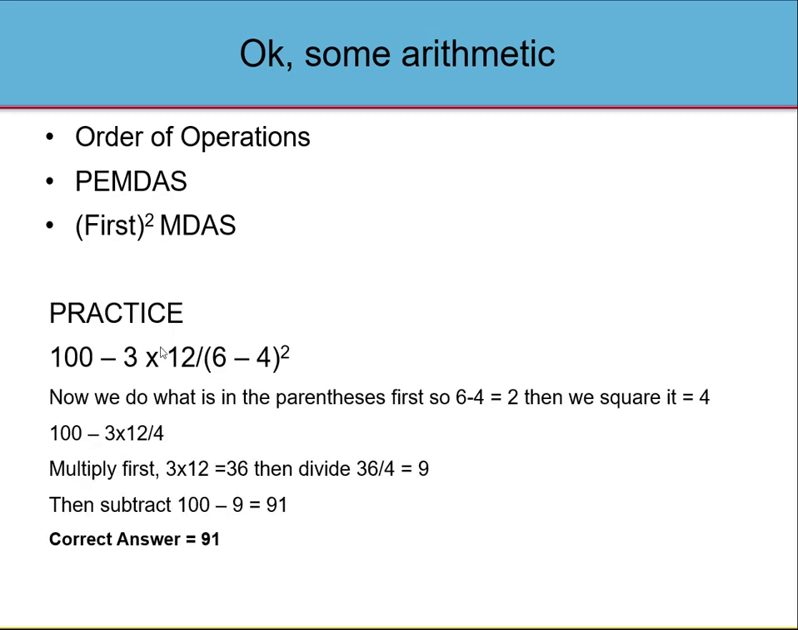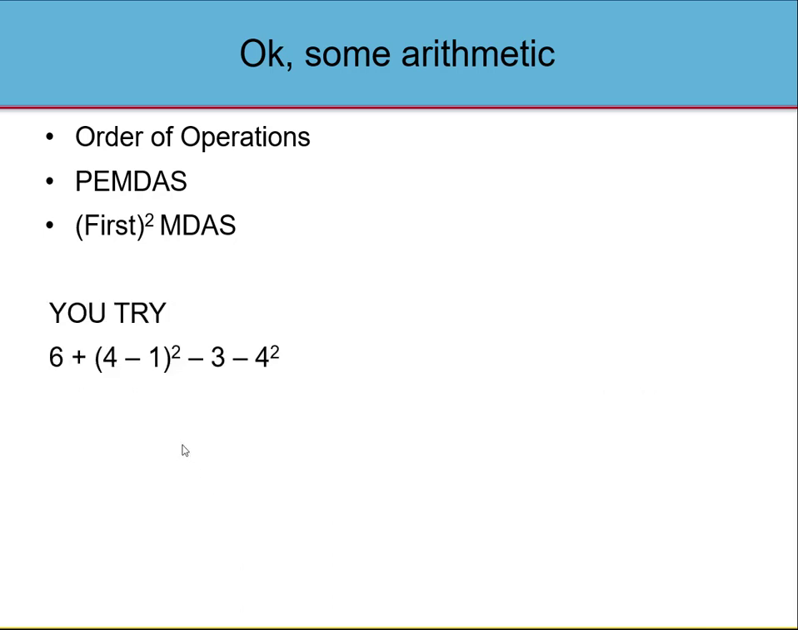So let's, oops, I'm on the wrong slide. So same thing. Here, let's do this practice. So if we're going left to right, we see, okay, we have a parenthesis. So we do what is in the parentheses first. So we say 6 minus 4 is 2. Then we're going to square it, which is 4. So I'm going to rewrite the problem. 100 minus 3 times 12 divided by 4. Okay, so we multiply first. So we're going to say 3 times 12 is 36. Then we divide 36 by 4 is 9. Then we subtract. 100 minus 9 is 91. Now let's try this one.